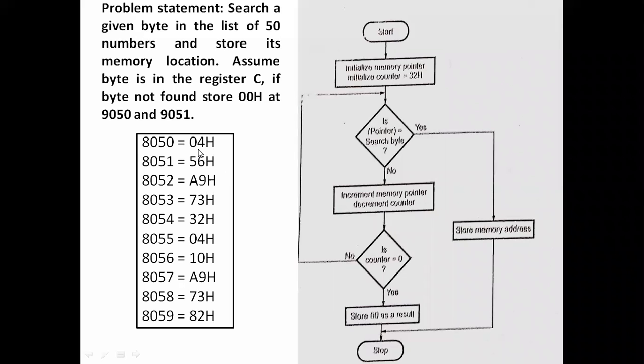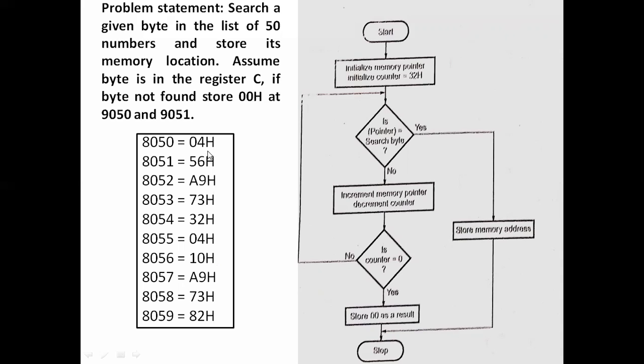If both numbers match, then it's good. If the number does not match, meaning that 04 is not equal to 10, what will happen? It will skip and go for the next search. So we take the second number and compare, the third number and compare. A time will come when we fetch the 10, and this 10 is compared with 10. So it will find that 10 is matched. Whatever is the location of this 10, the location of this 10 is 8056. So 8056 must be stored at the locations 9050 and 9051.